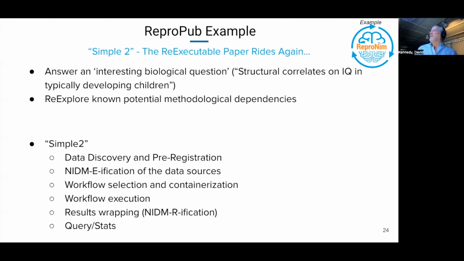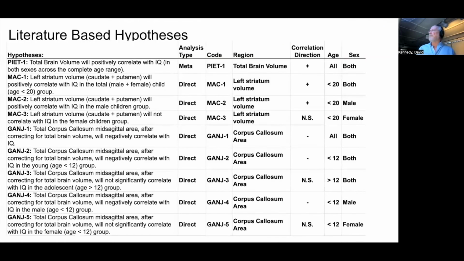So given the question of structural correlates of IQ in typically developing children, we need to discover some data and pre-register an approach. We need to expose the appropriate metadata through an IDM, which we'll talk about later. We need to select a workflow and a containerization approach that will let us answer the questions we need to ask. We need to execute that, and then properly annotate the results, and then query them and do the particular statistics driven by the a priori hypotheses.